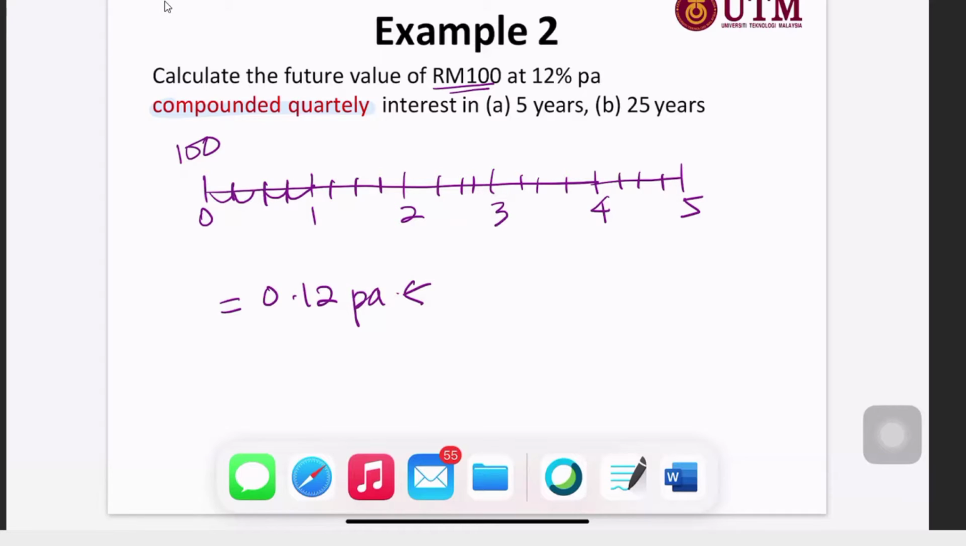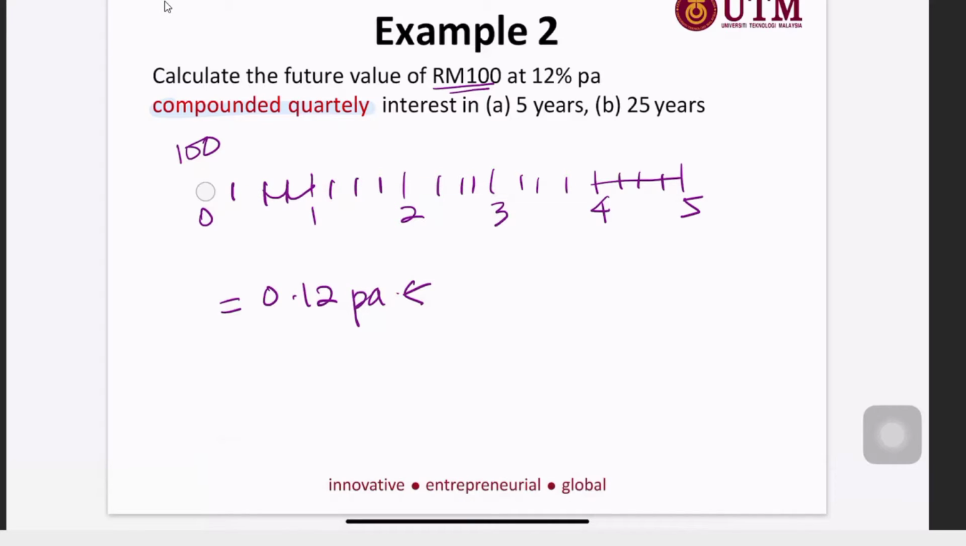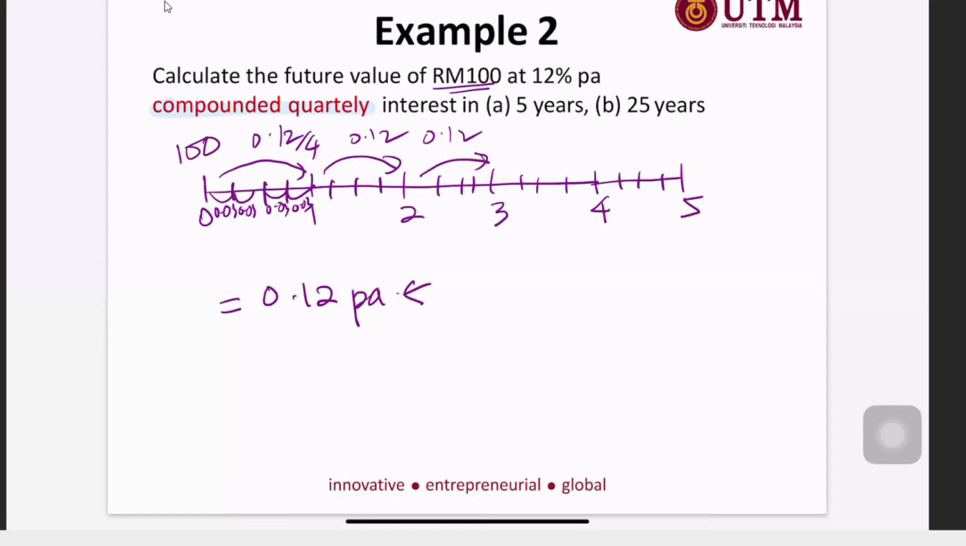Okay, class. So what Ethan did is correct. Now, since your interest is in terms of year, you have to divide your interest by 4, because you only want your interest to be quarterly. So here your interest is 0.12, 0.12, 0.12. However, your interest now is quarterly, so you have to divide by 4 and then you will get here 0.03, 0.03 like that. So that's why you have to divide by 4.